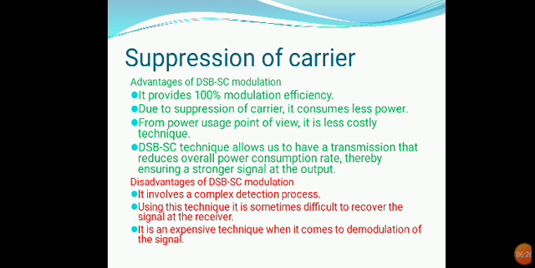Of course, any advantage does come with a price. So the disadvantage of double sideband suppressed carrier modulation is that it involves a complex detection process. As you know, the suppression of the carrier is itself a complex process. Again, when this signal reaches the receiver, it is difficult to recover the signal because the carrier is missing. So you have to reinsert the carrier into the received signal, and then recover the original signal. Hence this becomes an expensive technique.